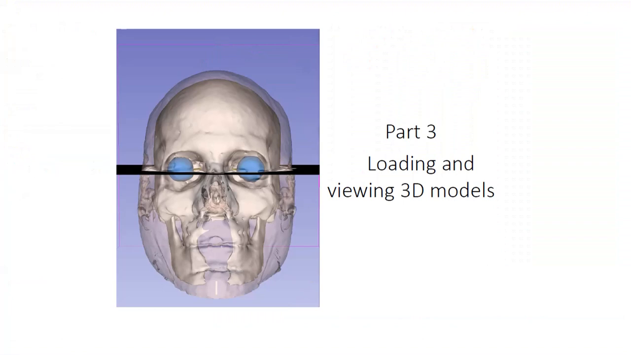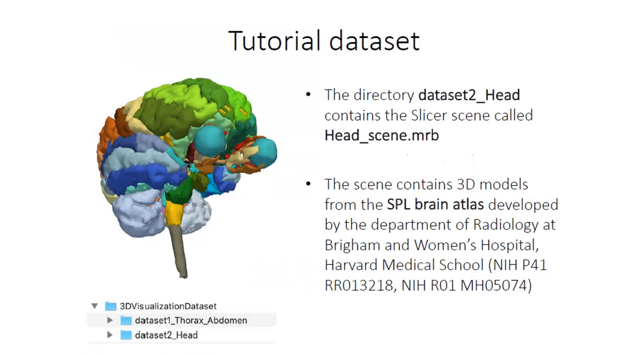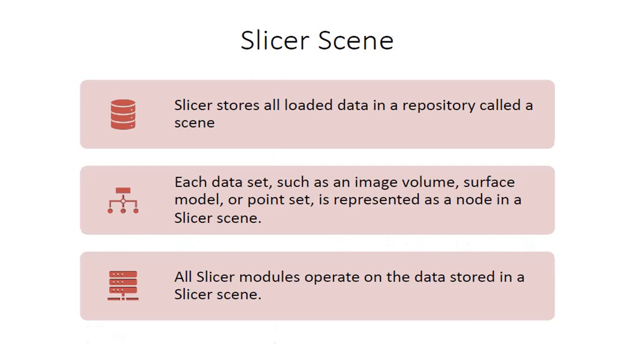Part 3. Loading and viewing 3D models. The directory dataset2_head contains the slicer scene called head_scene.mrb. The scene contains 3D models from the SPL Brain Atlas developed by the Department of Radiology at Brigham and Women's Hospital, Harvard Medical School.